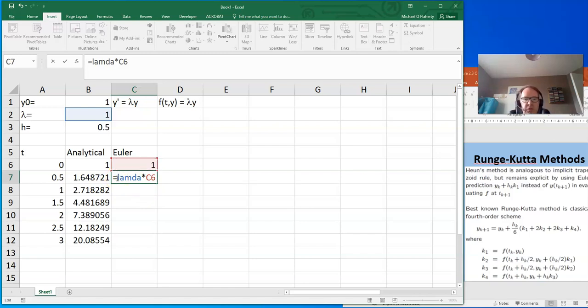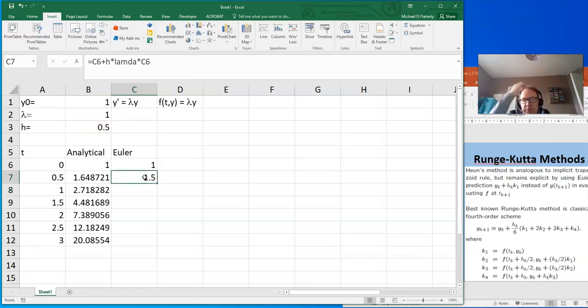If we take the slope multiplied by the time over which it's changing, we have the amount that it changes over that time. So that's the amount that it changes over one time step. We add that to the original value, and we have its value after one time step. So if we select this, just C6, we add the incremental change, h lambda y0.